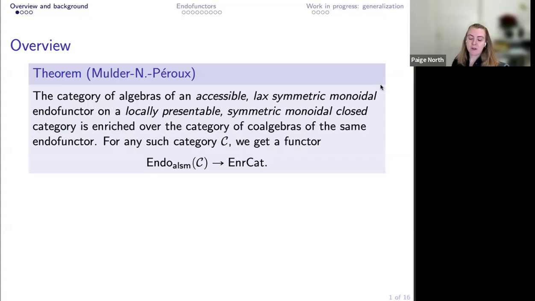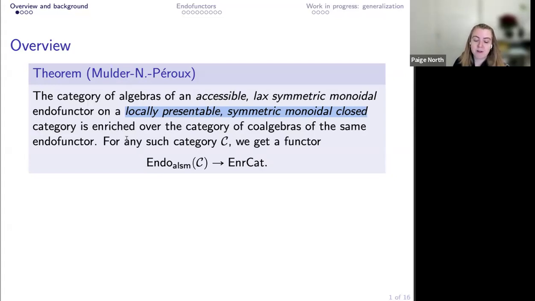So the category of algebras of an accessible lax symmetric monoidal endofunctor. So we're thinking about endofunctors on a category. And we have these hypotheses, I put them in italics so that maybe you can squint and ignore them a little bit. When we have such an endofunctor on a category that we assume is locally presentable and symmetric monoidal closed, then we find that the category of algebras of that endofunctor is enriched over the category of coalgebras of the same endofunctor.